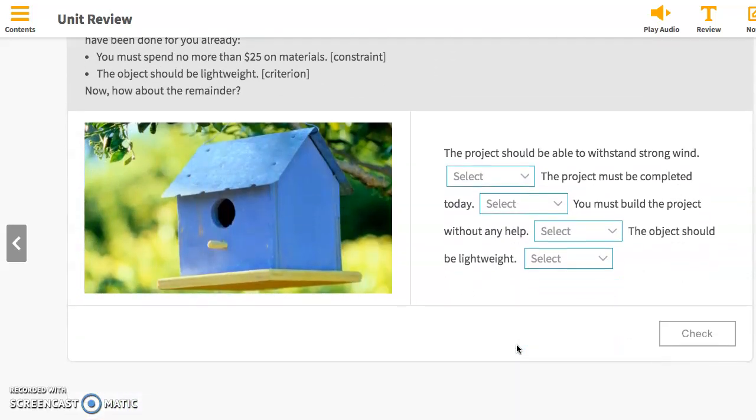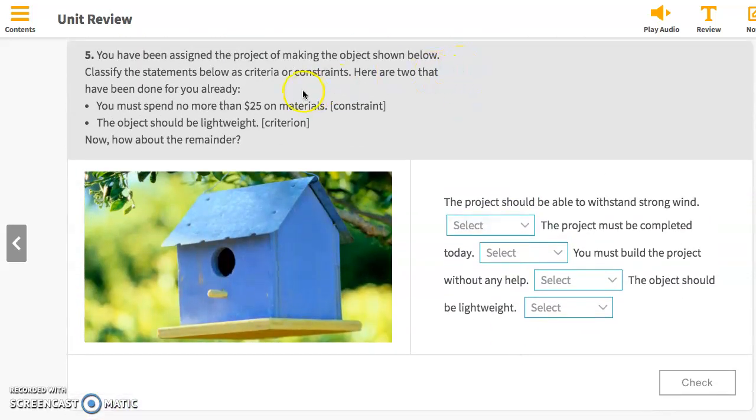You've been assigned the project of making the object shown below. Classify the criteria and constraints. You can't spend more than $25. That's a constraint. It has to be lightweight. Okay. The project should be able to withstand a strong wind. Is that criteria or is it a constraint? It's a criteria. That's what they want to happen, right?